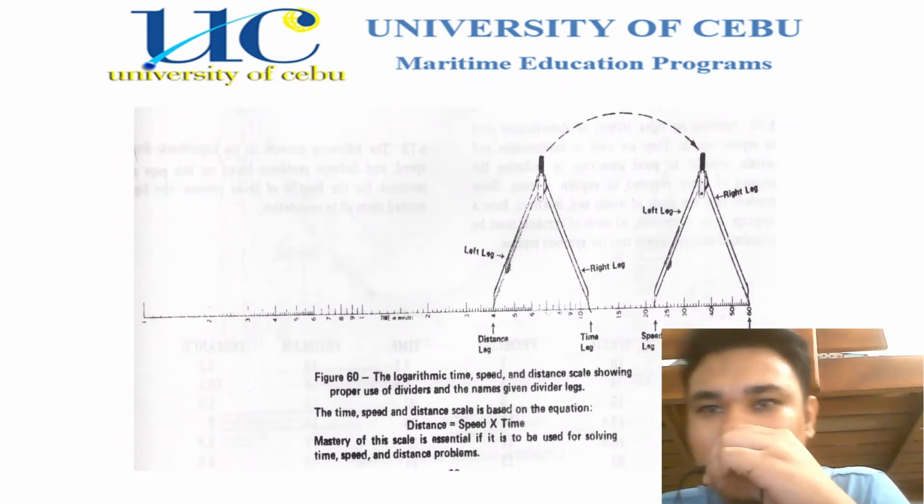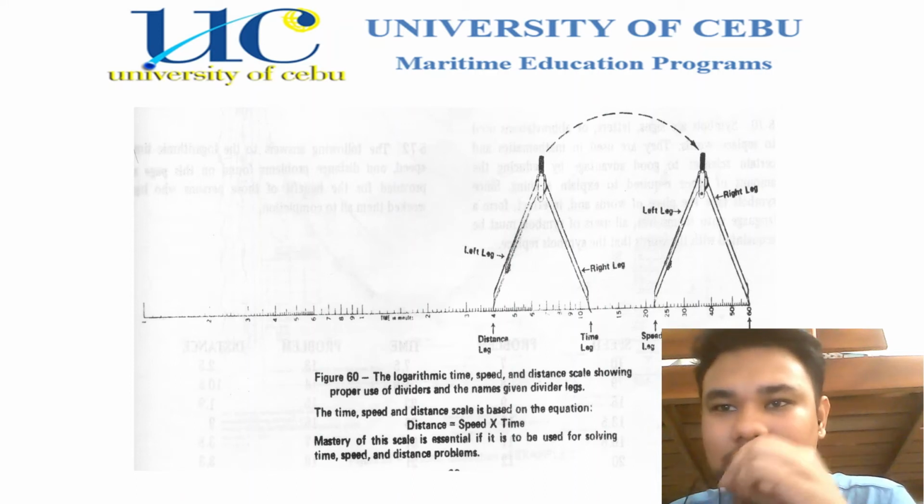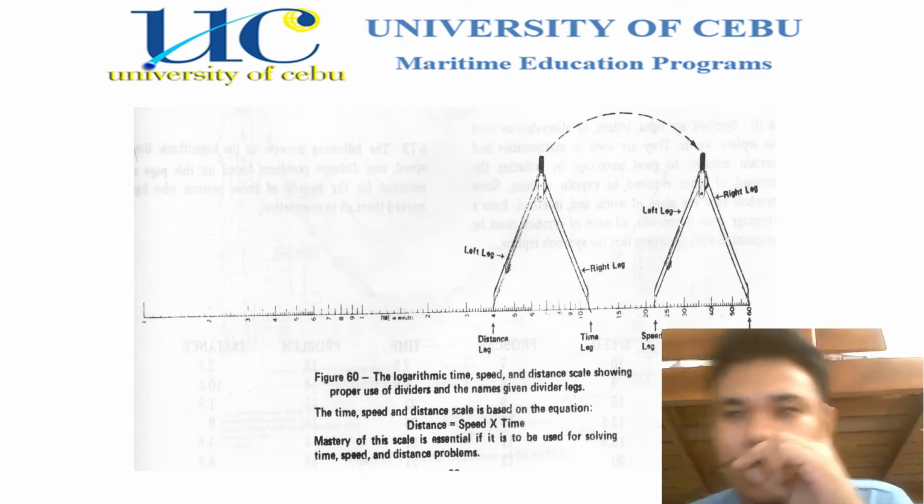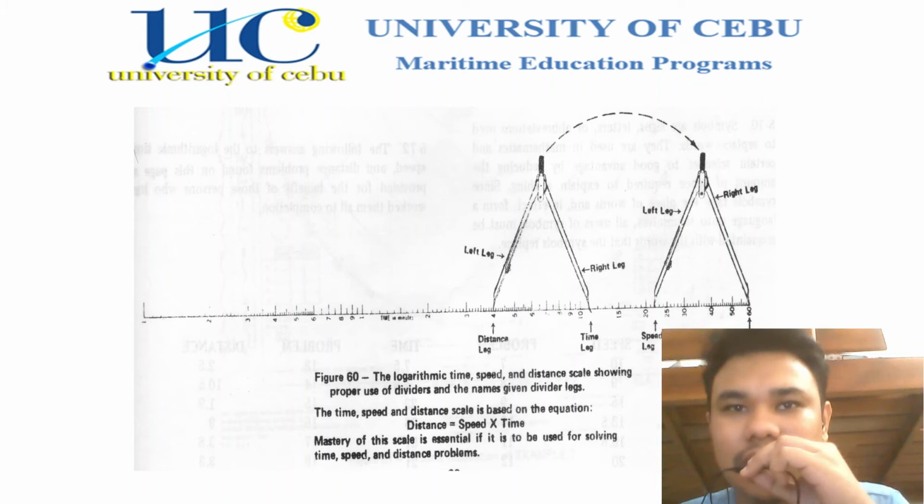So this is figure 60, the logarithmic time, speed and distance scale, showing proper use of dividers and the names given to the divider legs. The time, speed and distance scale is based on the equation: distance equals speed times time. So mastery of the scale is essential if it is to be used for solving time, speed, and distance problems.